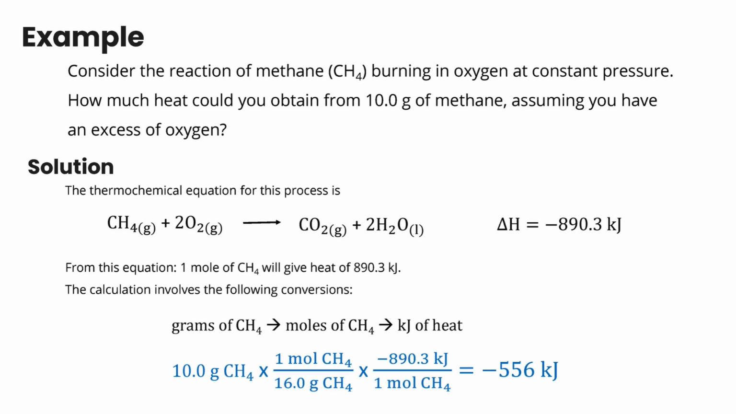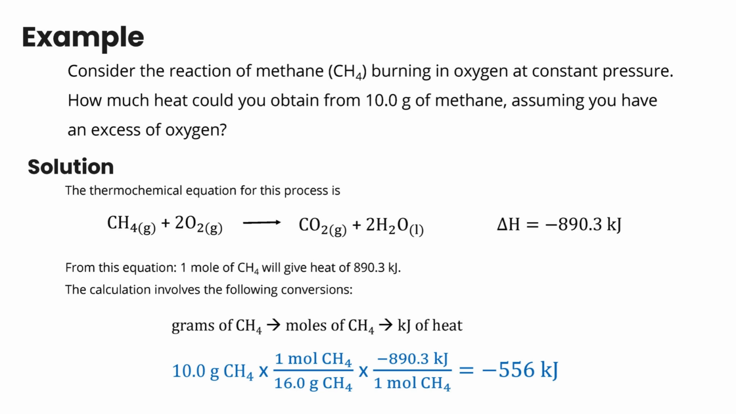Okay, step 1, grams to moles. Methane, CH4, the molar mass is about 16.0 grams per mole, so 10.0 grams of methane times 1 mole CH4 over 16.0 grams CH4. Grams cancel, now you have moles of methane. Step 2, moles to energy. The equation tells us 1 mole of CH4 releases 890.3 kJ. So that's our next conversion factor. Right, you take the moles of CH4 you just found and multiply by −890.3 kJ per 1 mole CH4.